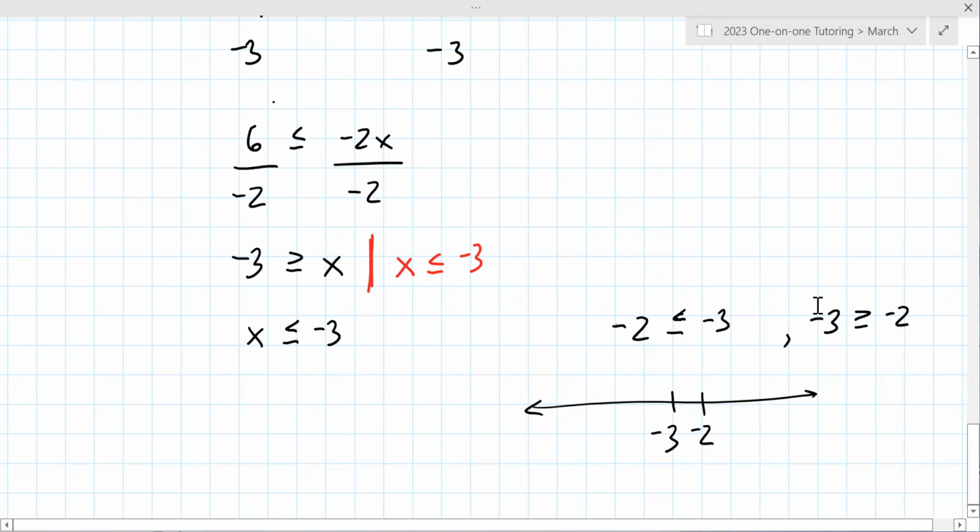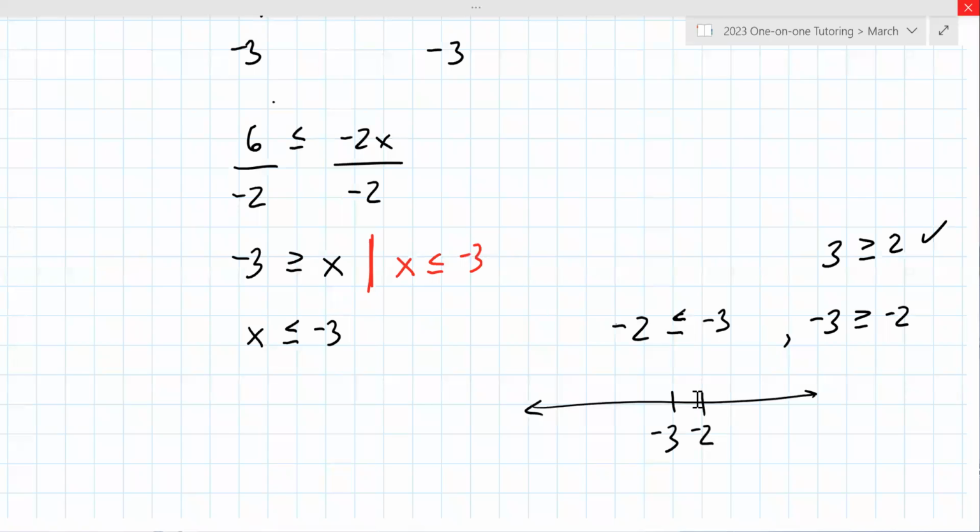This is the awkward case because 3 is greater than or equal to 2. That's true, but it doesn't work the other way around. -3 is more to the left, so it is less than. So the answer to this is that it is not true. -2 is actually greater than or equal to -3. Okay.